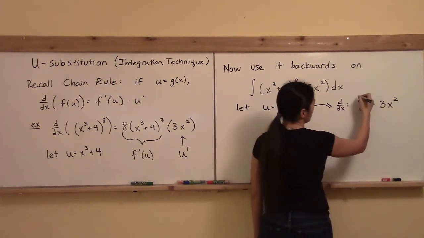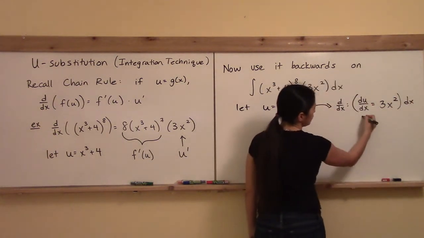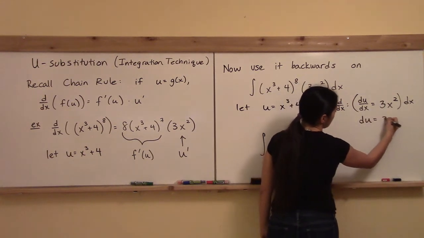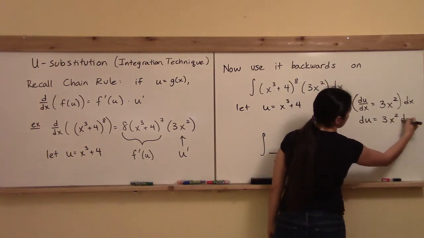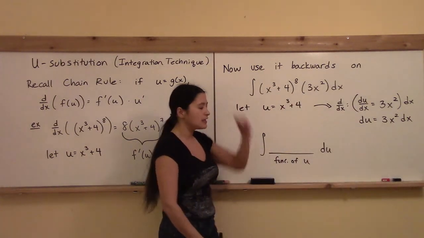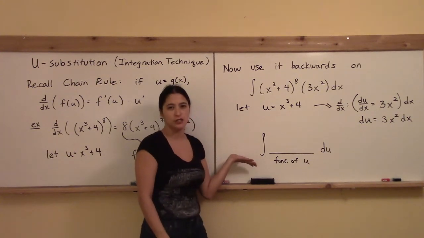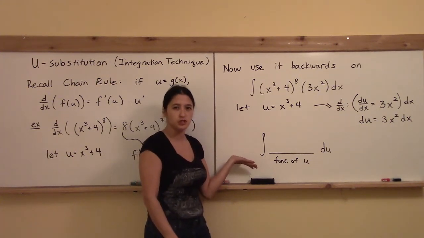That's why after I defined my u, I took the derivative right here, and what I'm going to do is multiply both sides by dx, so that this statement becomes the statement that du is equal to 3x squared dx. Okay? Now why did I want to do that? It's because I'm trying to rewrite the integral in terms of my inside function u.